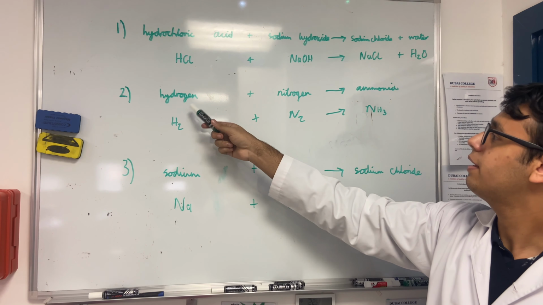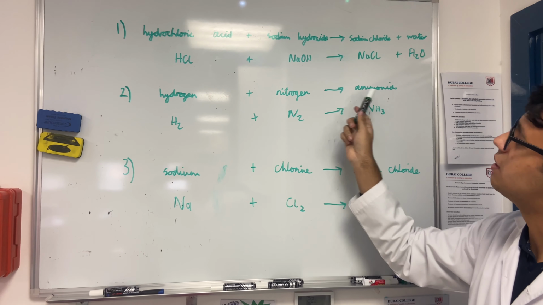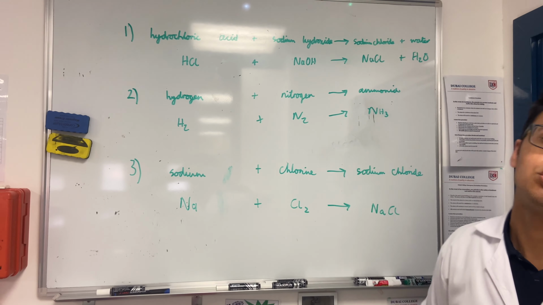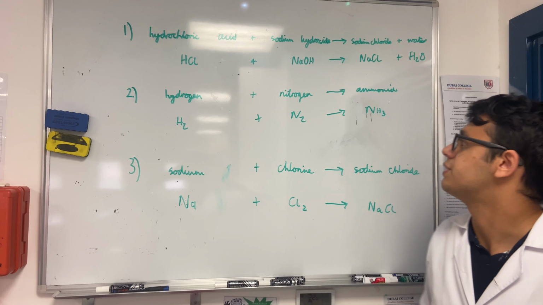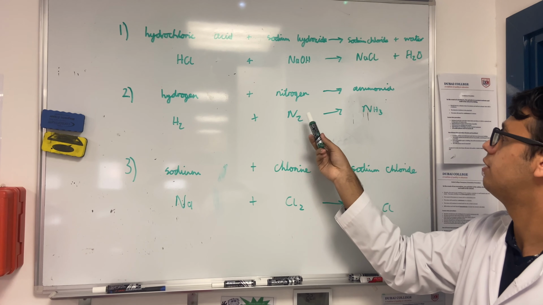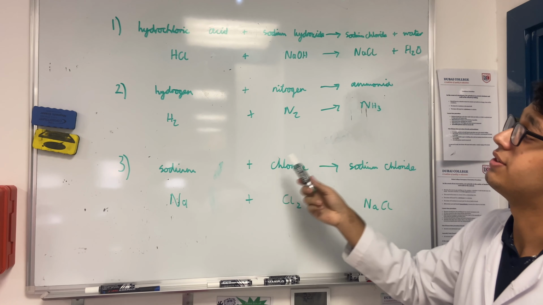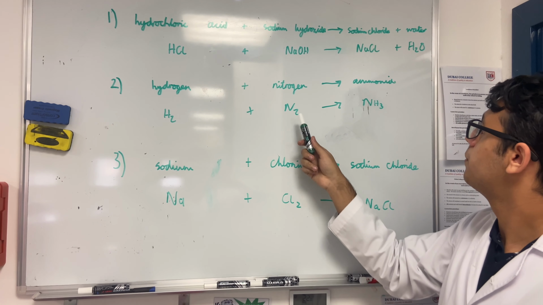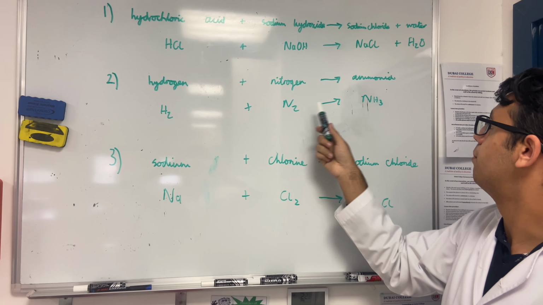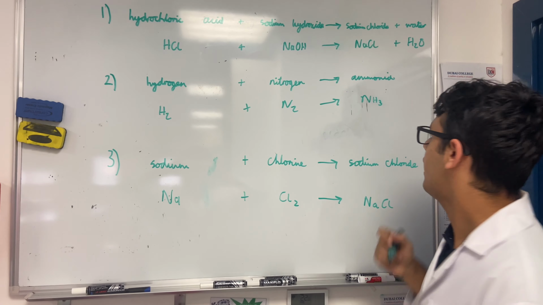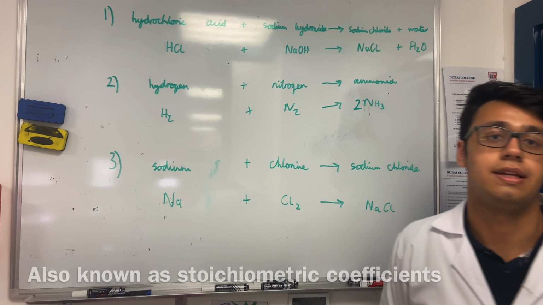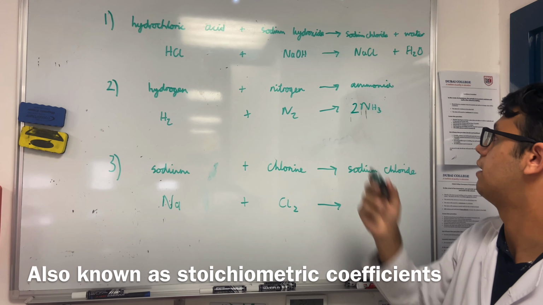So the second one is hydrogen plus nitrogen to make ammonia. So here we have H2 plus N2 to make NH3. So now instantly you'll notice that we have an issue with the nitrogens, as well as the hydrogens actually, but we can deal with the nitrogens first. So we have two on the left, but only one on the right. So if I add a big 2 in front of the NH3, which is called the balancing number, this will help me balance the nitrogens.